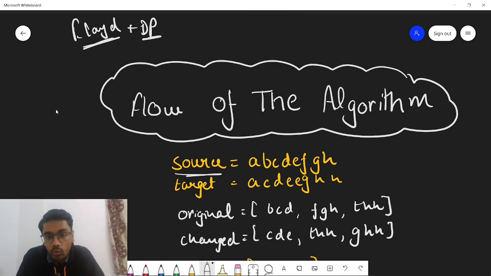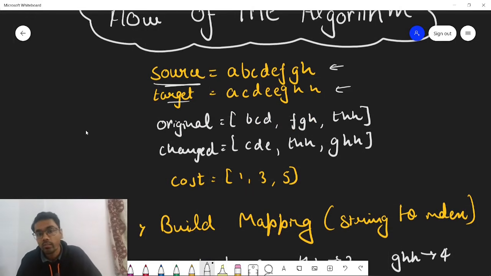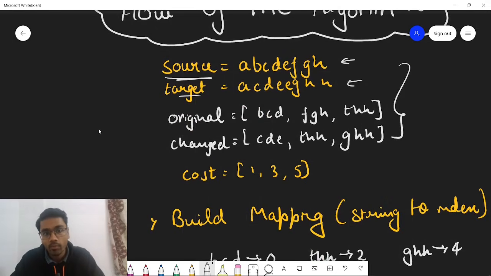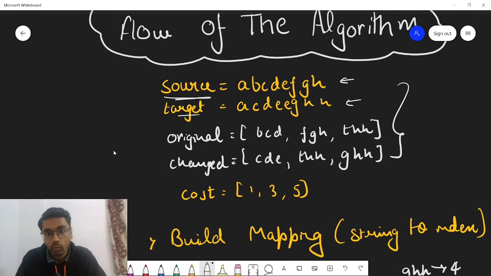Let us say the source string is ABCDEFGH and the target string is ACDEEGHH. This is the second example, the one we saw while reading the question. You can write this example somewhere, because this will go on for a long time and I won't be able to come back to this part again and again to show you the source and target strings. So note them down so that you can follow the algorithm easily.